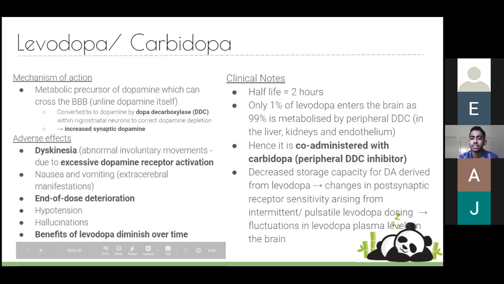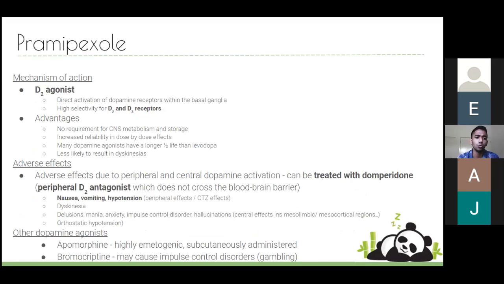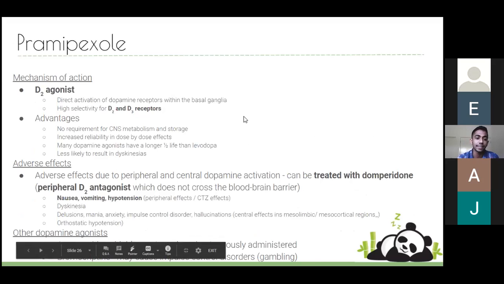Decreased storage capacity for DA derived from levodopa. Can't really remember what I meant when I was writing that, but basically, when you give them levodopa, they're more likely to fluctuate based on changes in receptor sensitivity. So people can have really up and down days where they get dyskinesia sometimes, and sometimes they're going to have no symptom relief at all.